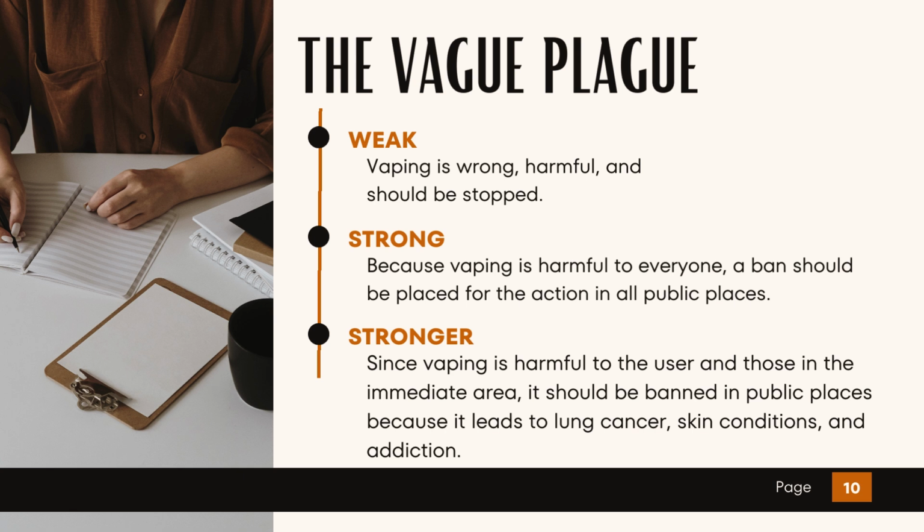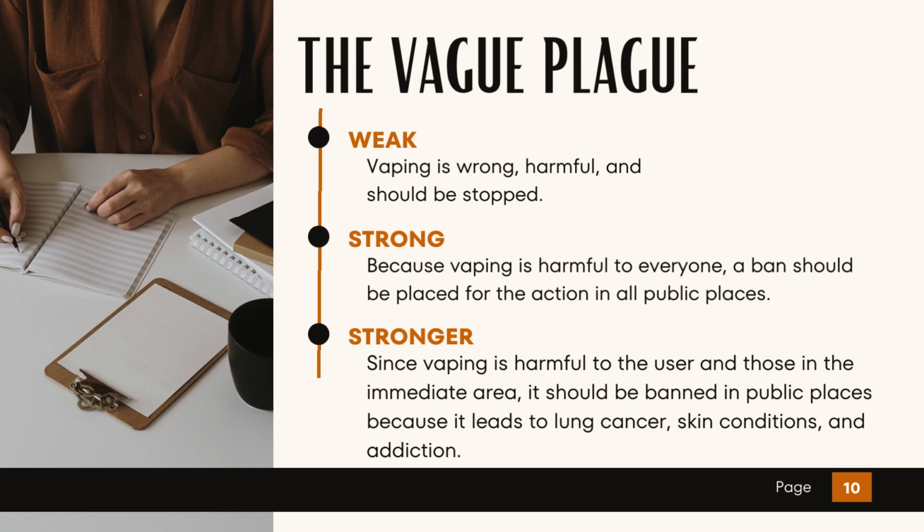So how can we make it stronger? A strong thesis statement would say, because vaping is harmful to everyone, a ban should be placed for the action in all public places. That's stronger. I now know what it is that you're covering in the paper. You're going to talk about the harmful effects of vaping and that it should be banned in public places.